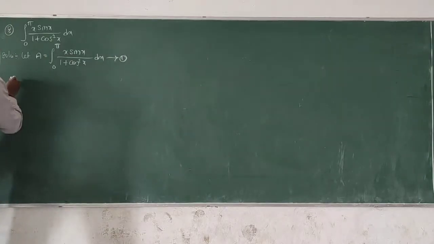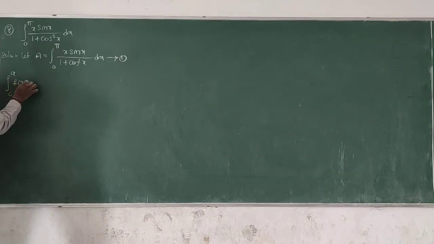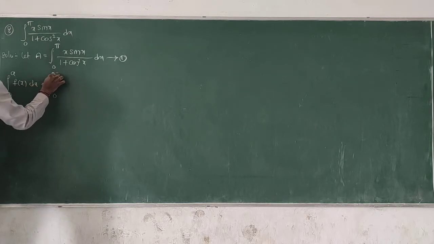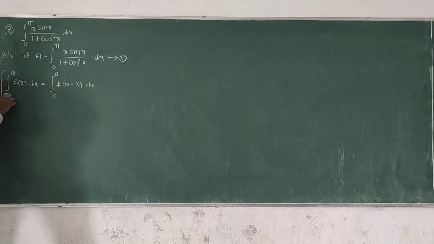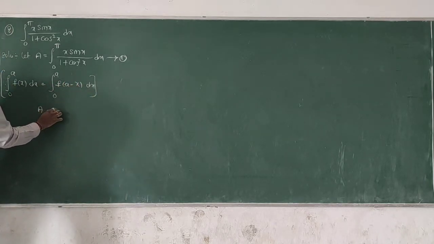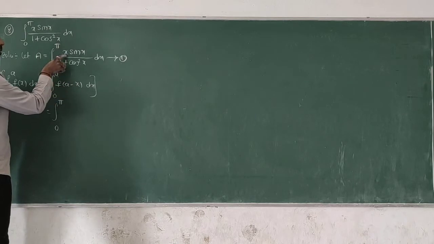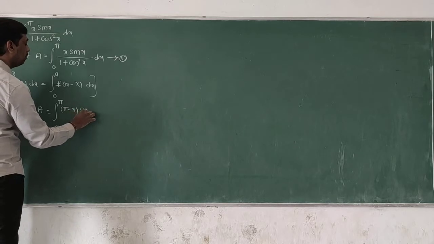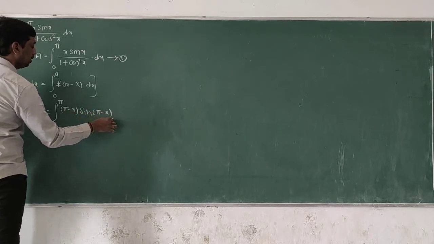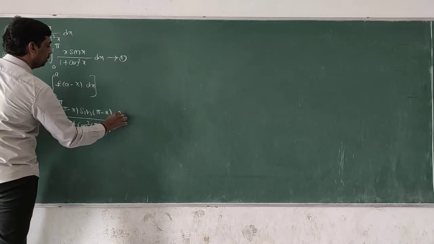To finish this one, here also we use the same formula: integration 0 to a f of x dx equal to integration 0 to a f of a minus x dx. Then in the place of a we have pi. So in the place of x substitute pi minus x: pi minus x into sine of pi minus x by 1 plus cos square of pi minus x dx.